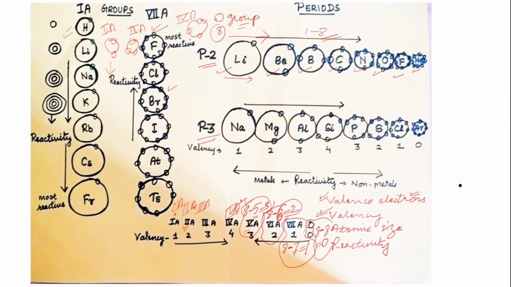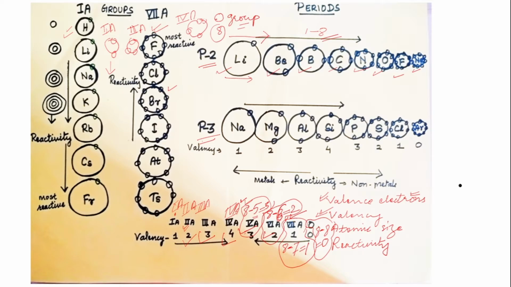So in this way, for a group, valency is found. Group 1A, valency 1; group 2A, valency 2; group 3A, valency 3; group 4A, valency 4; group 5A, valency 3; group 6A, valency 2; group 7A, valency 1; group 0, valency 0. Okay, so this is the way to find valency.